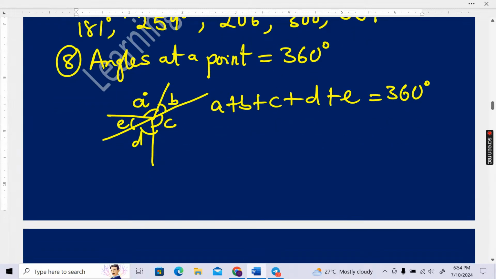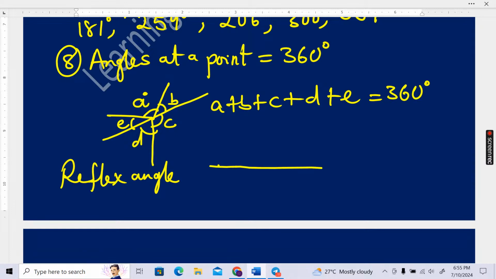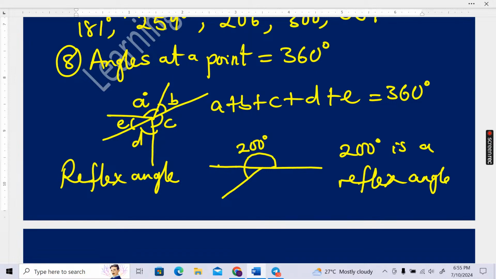Okay, now back to reflex angle. This is how a reflex angle will look. Don't forget that it is greater than 180 degrees but less than 360 degrees. So right from this point, we move anti-clockwise down to this place. We will have 200 degrees. So such an angle is called a reflex angle. So 200 degrees is a reflex angle.